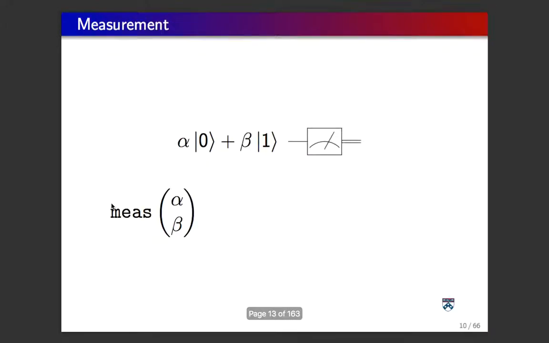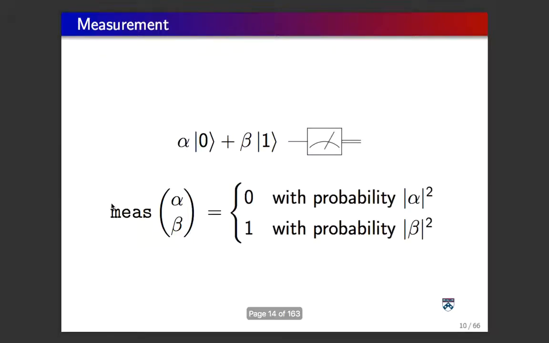Finally, we had this measurement. If we have a given qubit with coefficients alpha and beta and we measure it, we're going to get a bit or Boolean out of it. We get 0 with probability alpha squared, and 1 with probability beta squared. So that's your basic quantum mechanics and your basic quantum circuit. Well, it's not really your basic quantum mechanics, but it's the part of it that's necessary for this.